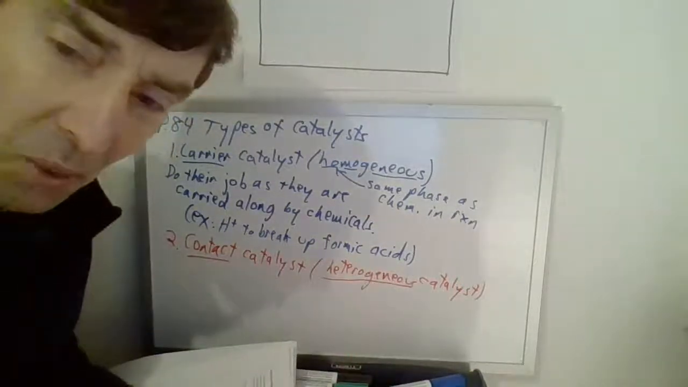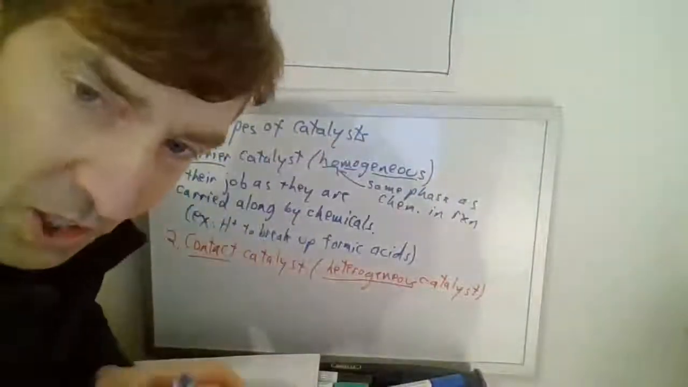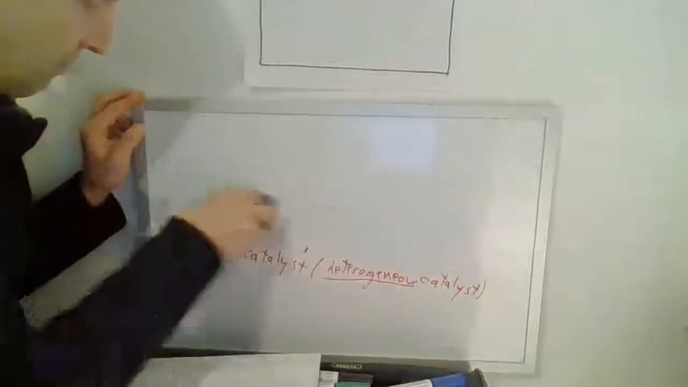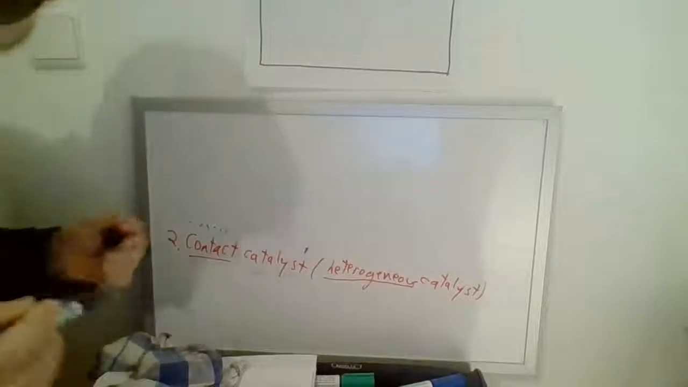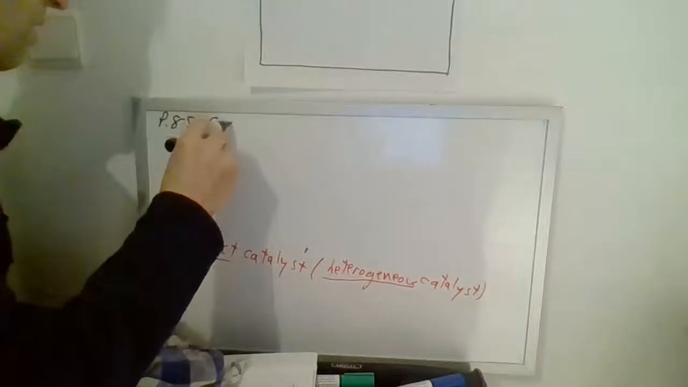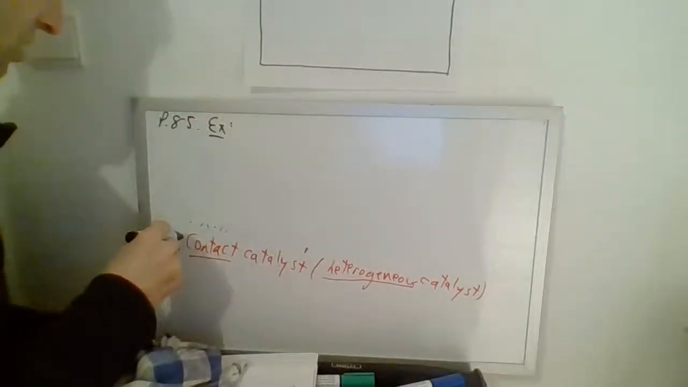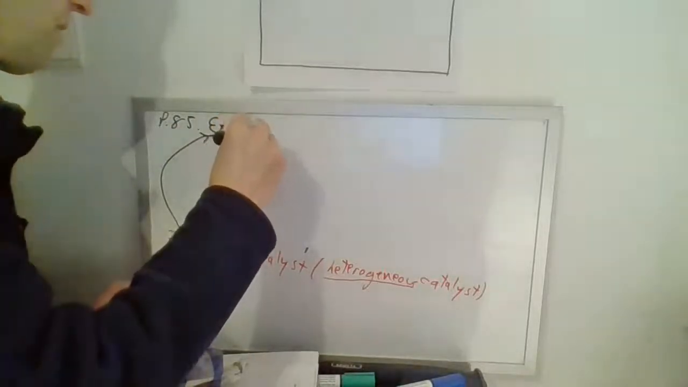And as an example, I want to give you the most common heterogeneous catalyst ever. And the most common one ever is found in regular cars. Not in electric cars, but in gasoline-powered engine cars, which is most of the cars on the road. So an example, and Cheryl has a good picture on page 85, example of a contact catalyst is a catalytic converter.